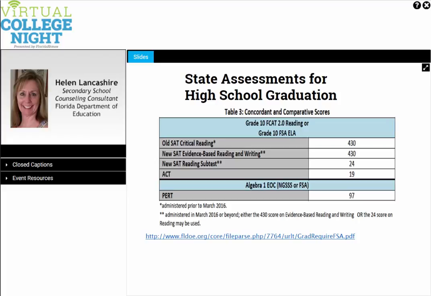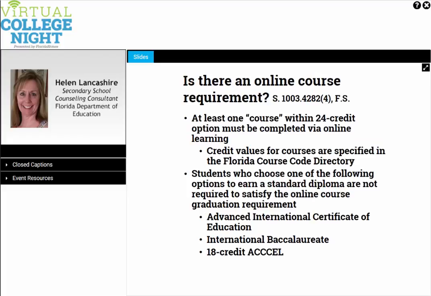This slide indicates the required concordance scores, if used, for the SAT, the old SAT, the new SAT, and the ACT for reading. And again, this is all outlined in the link below in the graduation requirements for Florida's statewide assessment. This does include information for students who graduated in prior years, and if a student has a certificate of completion and wishes to present an ACT or an SAT test score to meet that old FCAT reading requirement, it's available in this document.